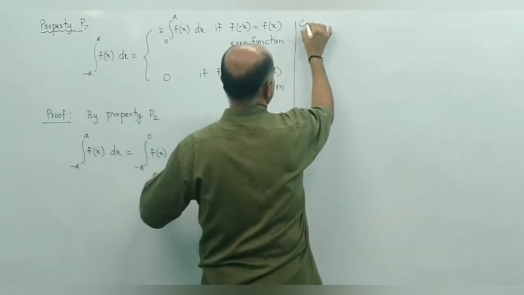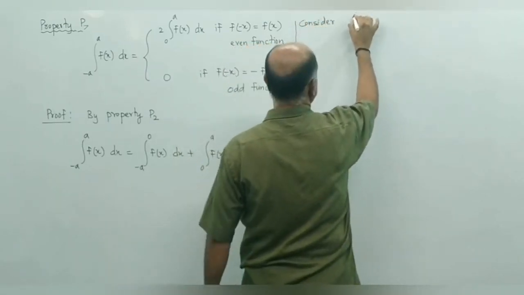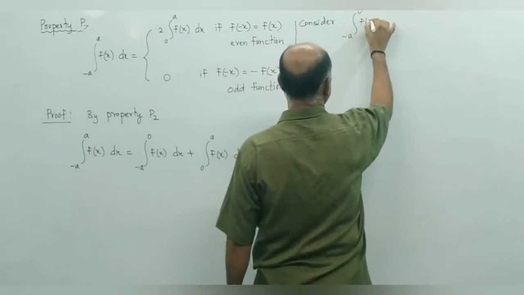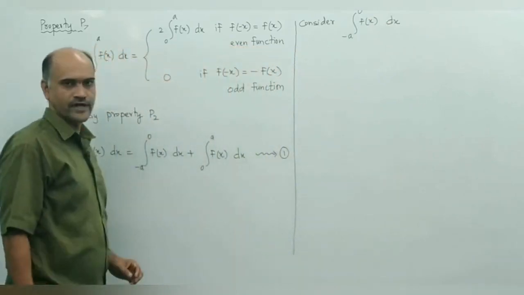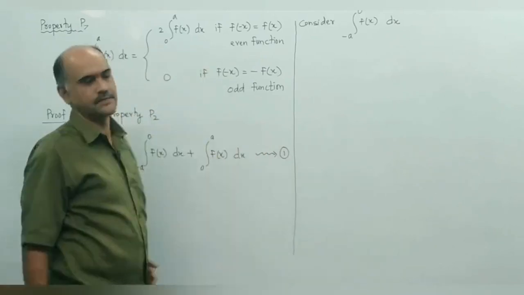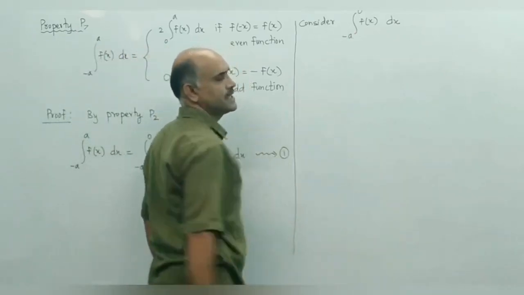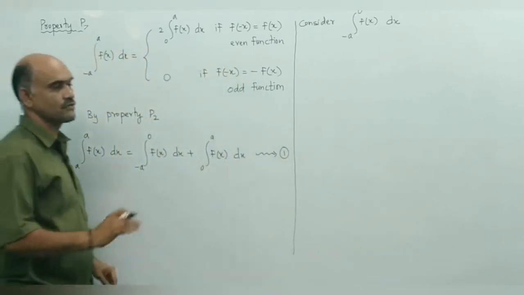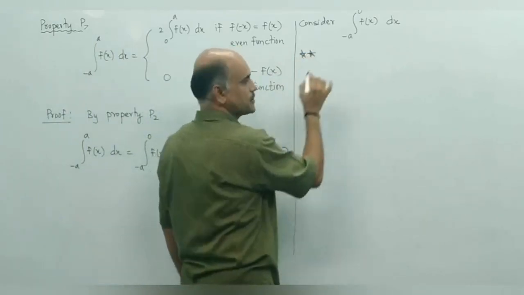So consider integral from minus a to 0 of f of x dx. Now you are required to simplify this. So you remember this hint here: you take x is equal to minus t. This step you should remember.